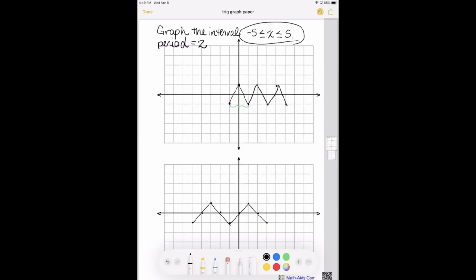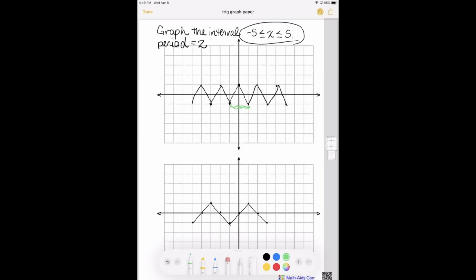And then let's go over to the left of the y-axis and repeat this and see if we can have our period, our interval go to -5. So I'm at -1, -2, -3, -4, -5. And so that is my periodic graph. It has a period of 2. The horizontal length of one of my repeating cycles is 2 units.